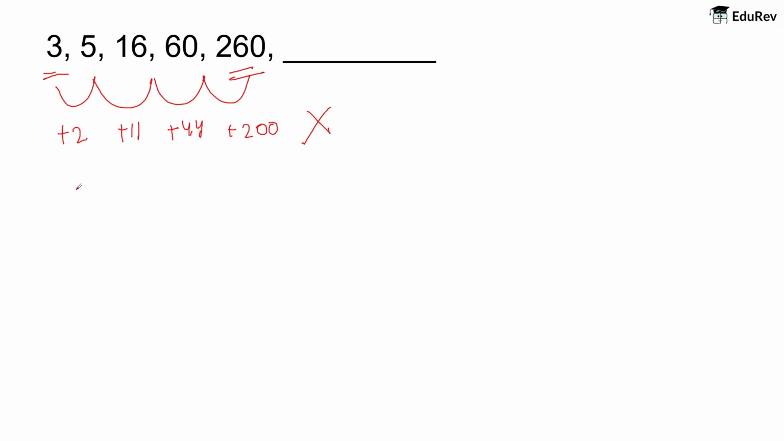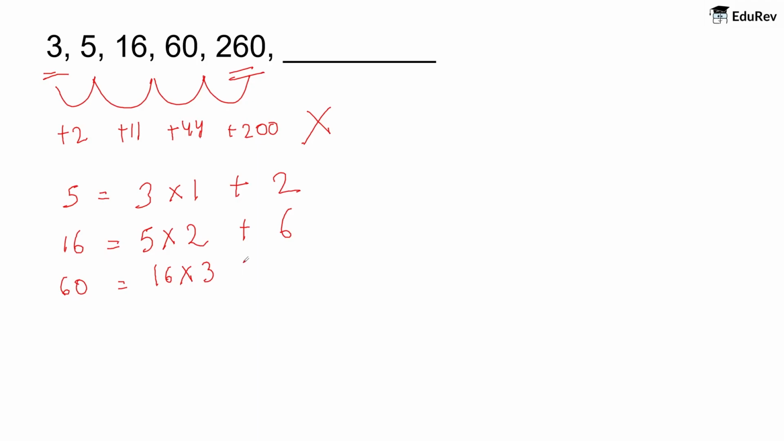So when we try writing 5, we can write down 5 as 3 into 1 plus 2. Similar way, let's try writing 16. So 16 can be written as 5 into 2 plus 6. Similar way, 60 can be written as 16 into 3 plus 12. Similar way, 260 can be written as 60 into 4 plus 20.